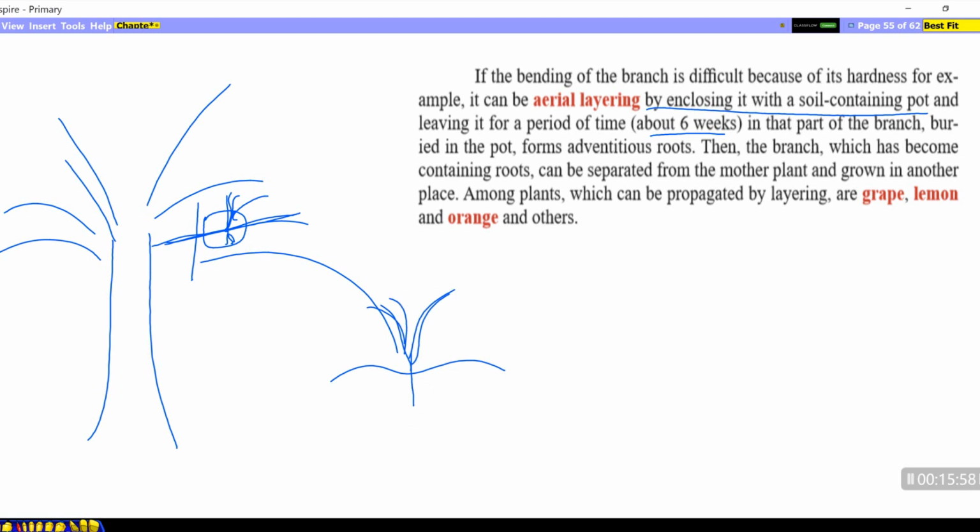Among plants which can be propagated by layering are grape, lemon, and orange. Grape is for layering, but lemon and orange are for aerial layering. Why do I call it aerial layering? Because the twig or branch is not bent to touch the soil, but in the air it is covered with an amount of soil in a plastic bag and given water to form adventitious roots, and then it is separated from the mother plant to be planted in another position by hand. So we call it an example of artificial vegetative propagation.